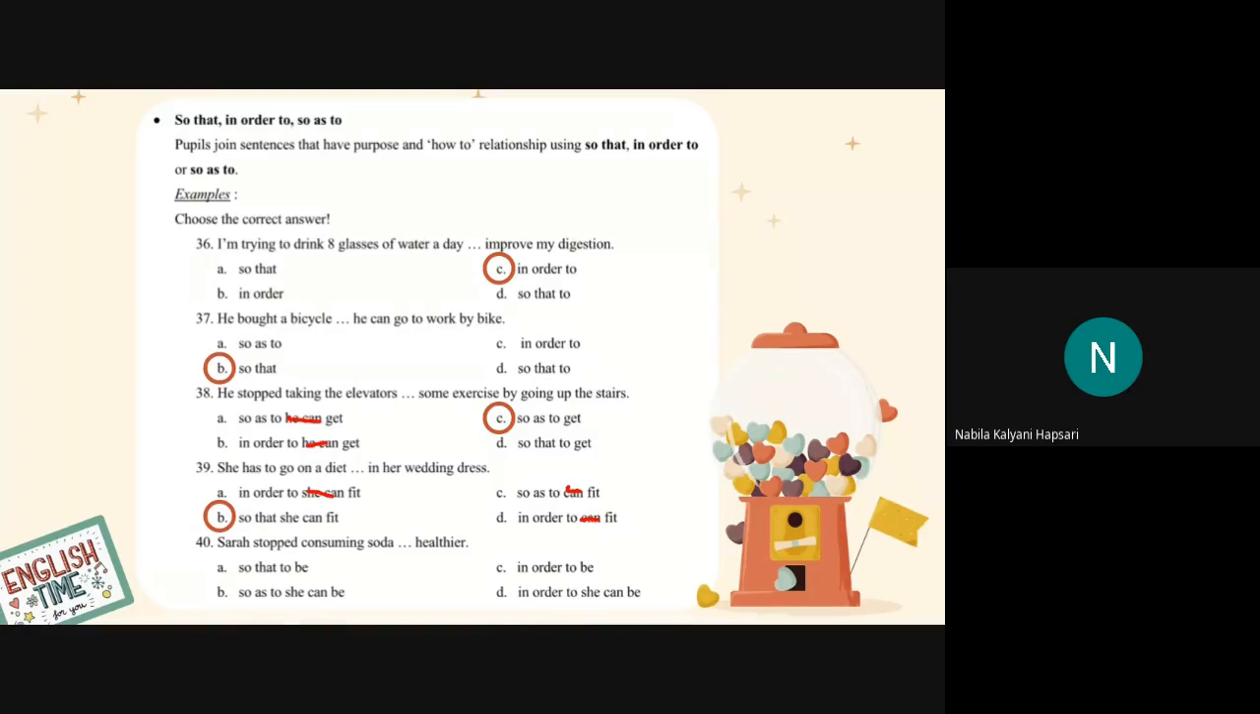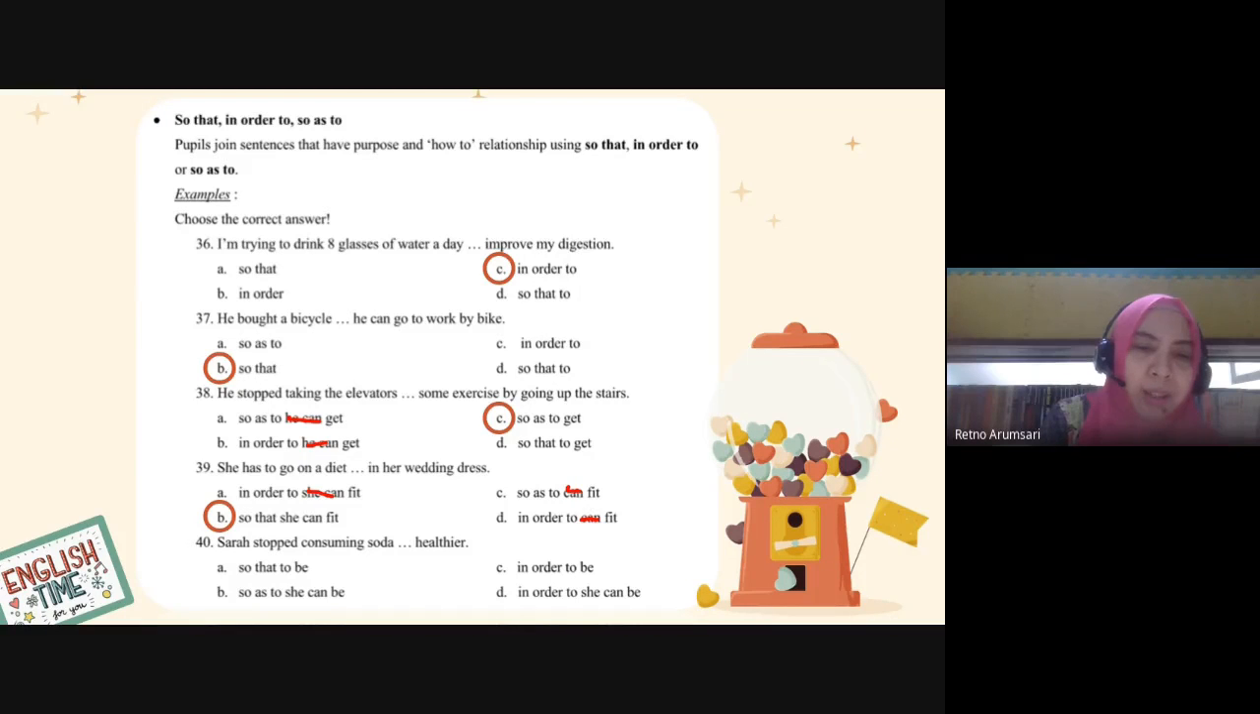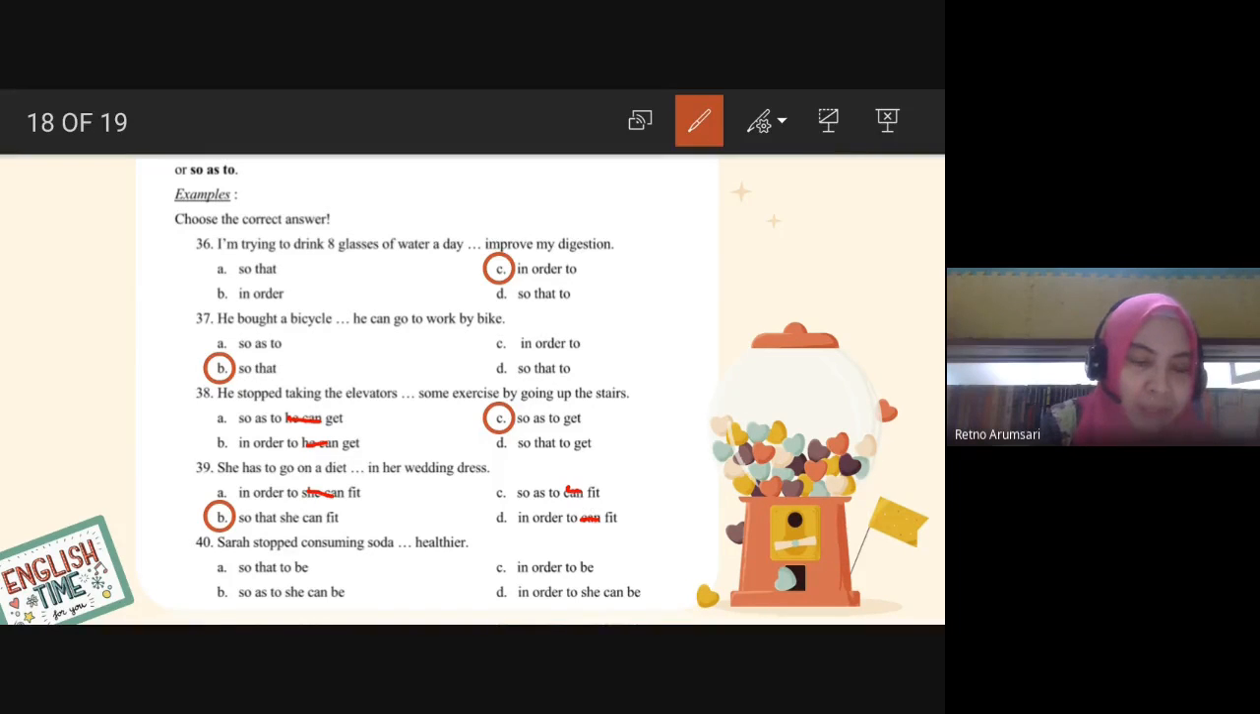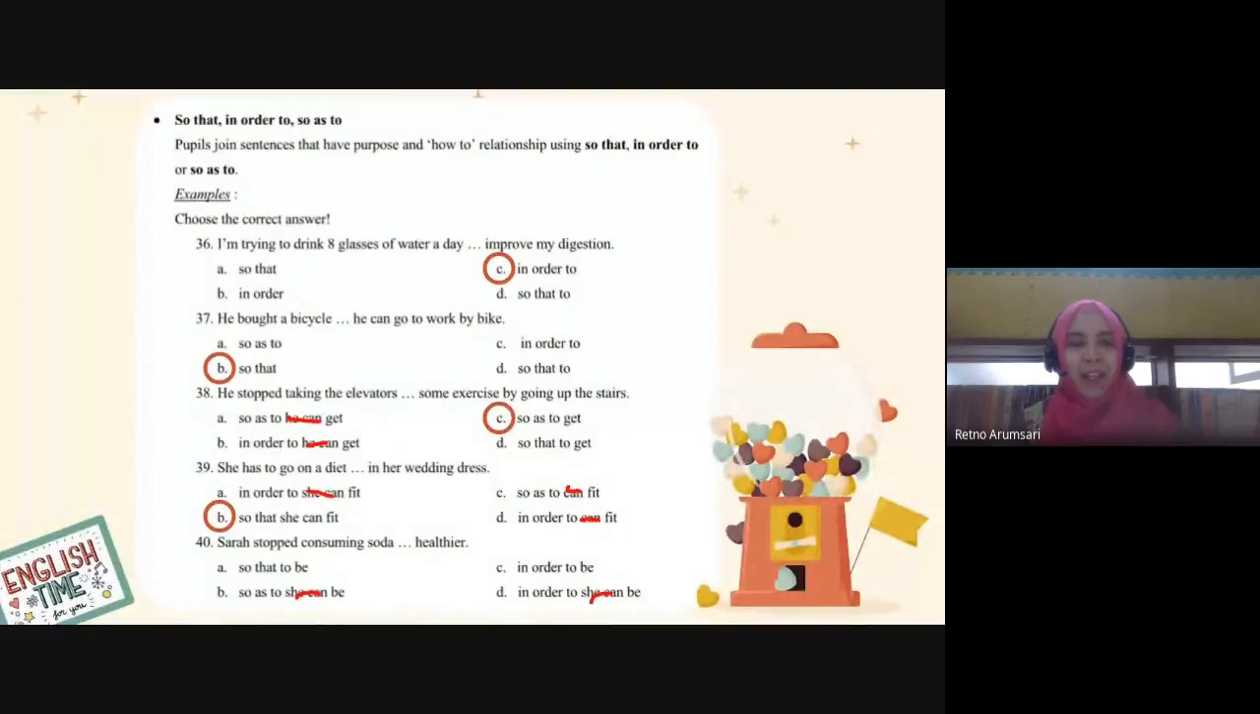Sarah stopped consuming soda in order to be healthier. Yes, in order to be healthier. That's right. To make A correct, you have to say the whole sentence after "so that." And to make B correct, you have to skip "she can." And to make D correct, you have to skip "she can." Right? Okay, that's it, 6C. Have you copied everything? Yes, Miss.